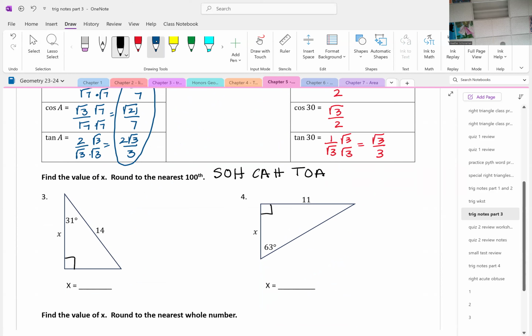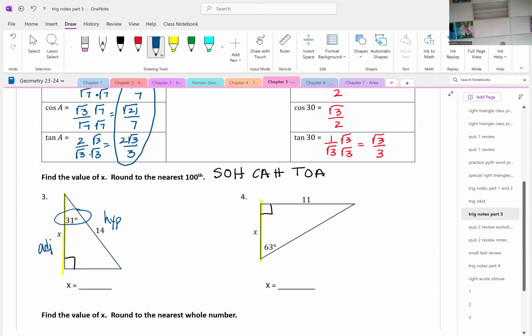When we start solving, we can do one of two things. We can find a side length, which is what x is here, or an angle measure. So for the side length, we'll set it up like this. We're going to start by circling the angle we were given and then label the two sides. X is the adjacent side and 14 is the hypotenuse.